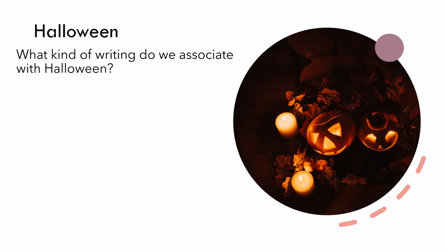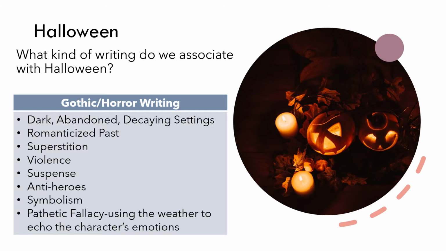What kind of writing do we associate with Halloween? Now, normally when we think about the typical things we associate with this time of year, we often think about horror and Gothic writing. With this genre, we typically associate it with things that are like dark, abandoned, decaying settings, normally things like abandoned buildings, old castles, or creepy and spooky forest or wood settings.